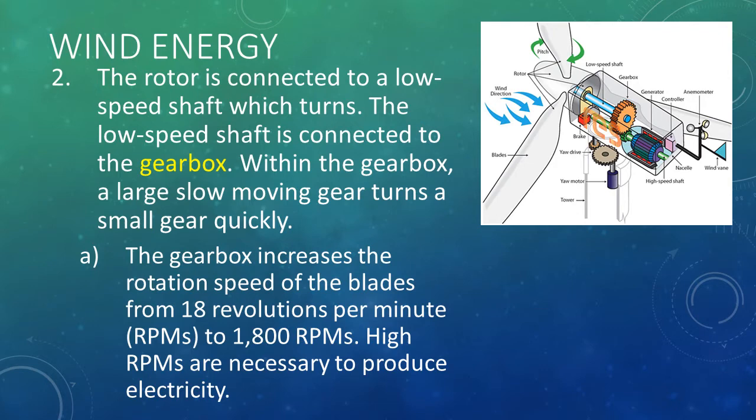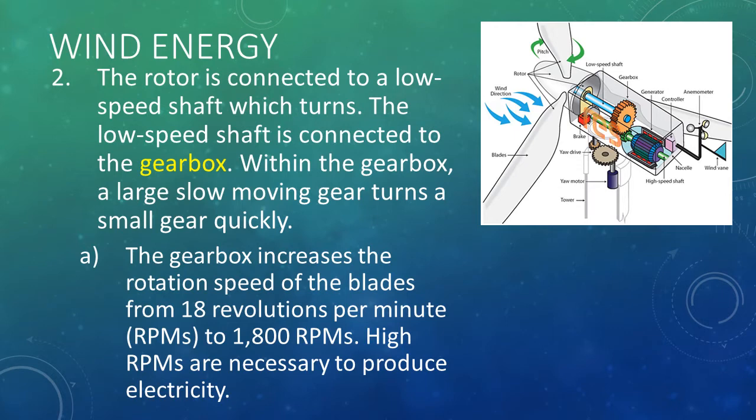Now, the second step, the rotor is connected to a low-speed shaft which turns. The low-speed shaft is connected to a gearbox. And this is pretty critical because within the gearbox, a large, slow-moving gear turns a small gear quickly.